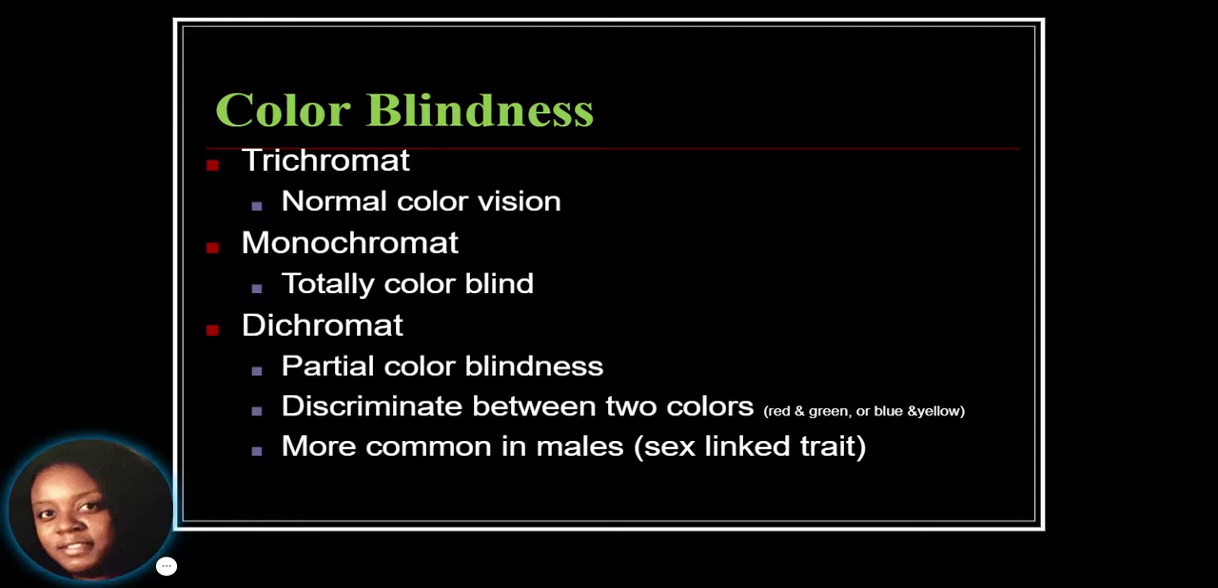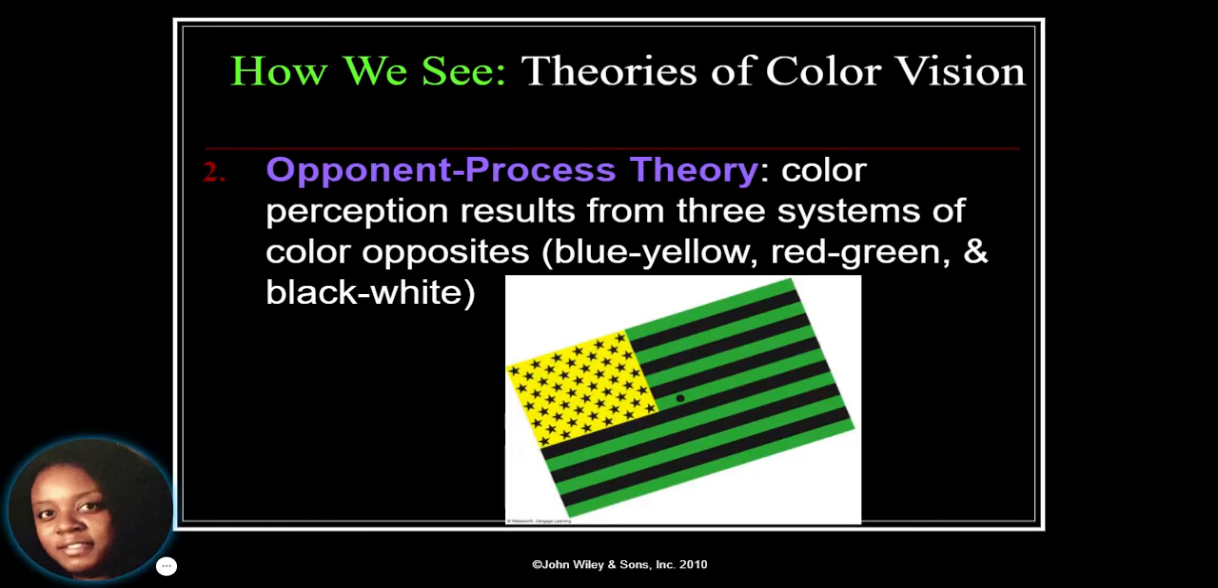When it comes to color blindness, there are 3 different ways you can see color. There's trichromatic vision, which is normal color vision, where you see color the way everybody else around you does. Monochromatic color vision is somebody who is totally colorblind and can't see any color. It's less common. And dichromatic color vision is partial color blindness, when people have trouble discriminating between 2 colors, like red and green or yellow and blue. Dichromatic color blindness is more common in males, so it's assumed that it's a sex-linked trait.